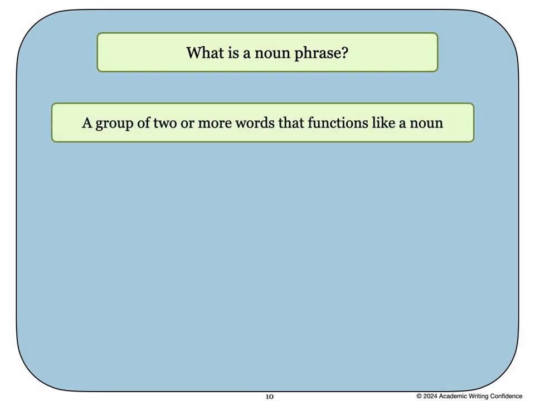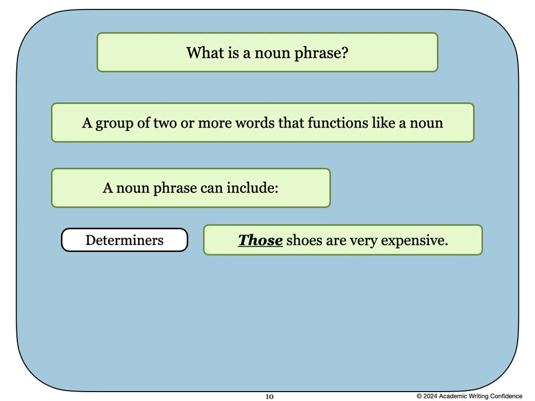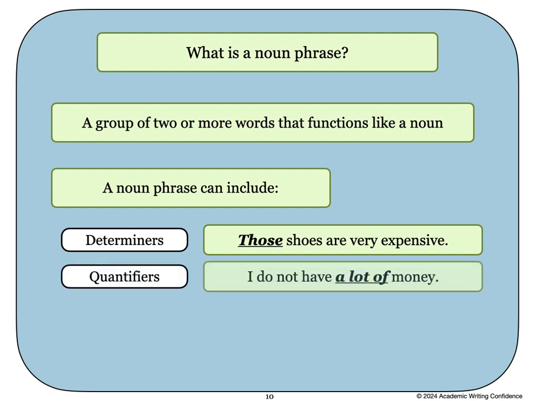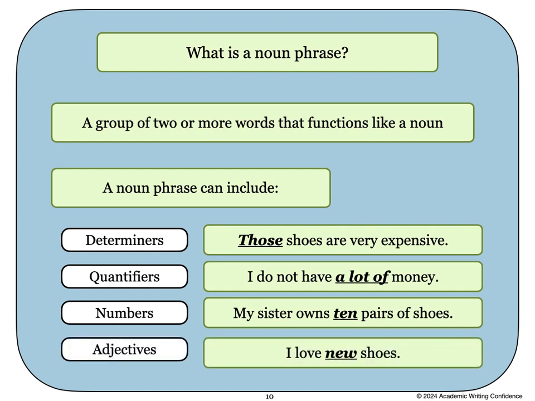So a noun phrase is a group of two or more words that functions like a noun. It can include determiners like we just looked at, as in this sentence, those shoes are very expensive. We can also use quantifiers. I do not have a lot of money. We can also use numbers. My sister owns 10 pairs of shoes. And we can, of course, also use adjectives. I love new shoes. All of these types of information can be added to the main noun in the sentence.